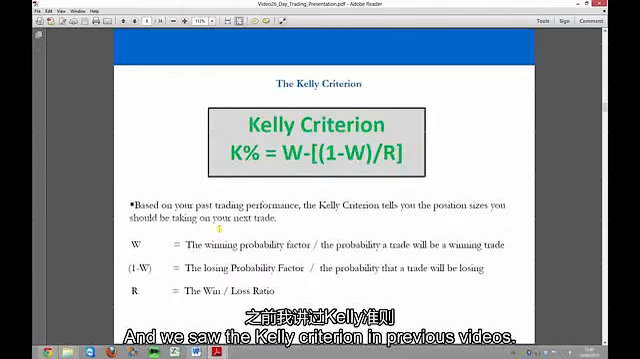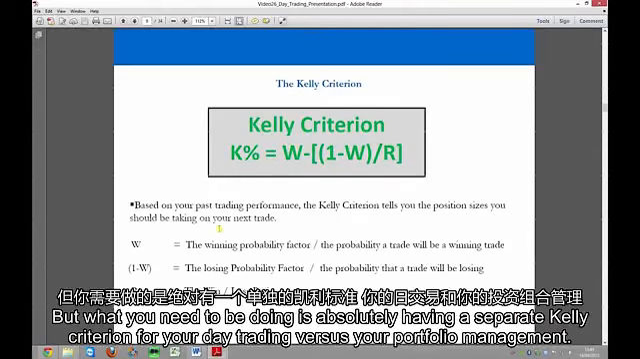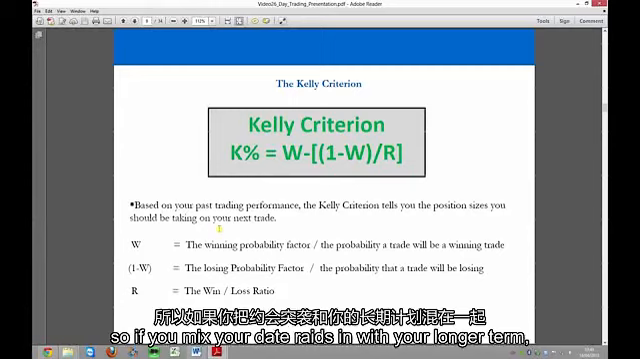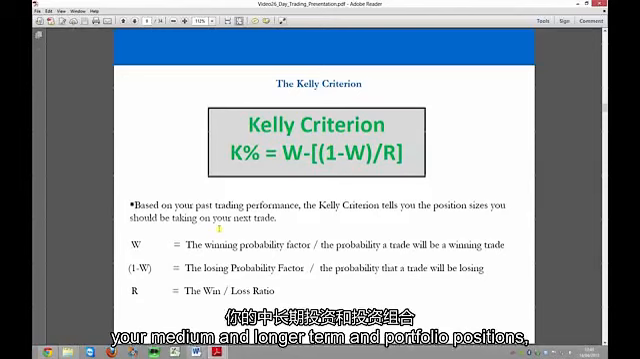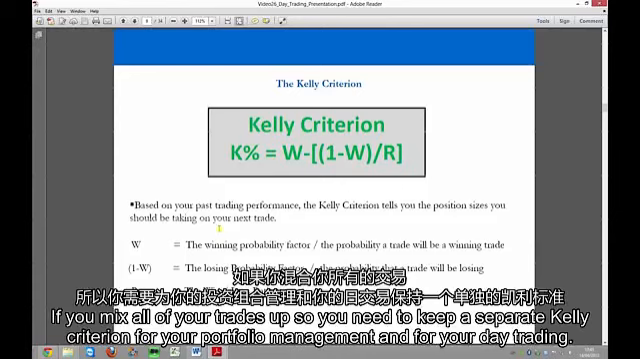And we saw the Kelly criterion in previous videos, so we're not going to labor this point too much. But what you need to be doing is absolutely having a separate Kelly criterion for your day trading versus your portfolio management. If you mix them up, so if you mix your day trades in with your medium to longer term portfolio positions, you're not really learning anything in terms of your self-awareness as a trader, because it's going to be really difficult to tell whether you're good at portfolio management and bad at day trading, or bad at portfolio management and good at day trading, if you mix all of your trades up.